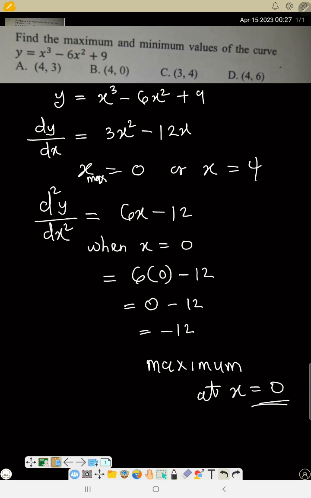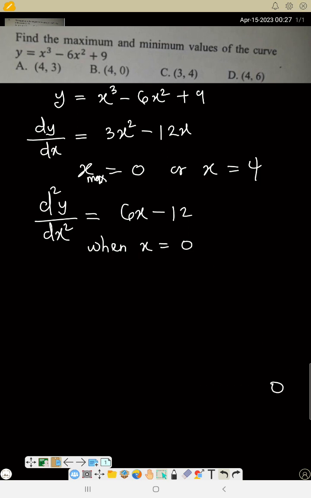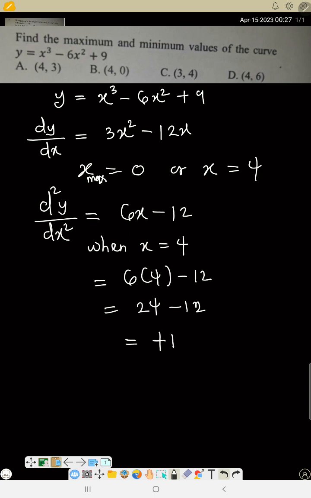So let's test for the 4 also. Anywhere you see x, put 4. So this will become 6 bracket 4 minus 12. 6 times 4, 24 minus 12. So that is plus 12. Because it's plus, the point is minimum at x equals 4. So this is x minimum.